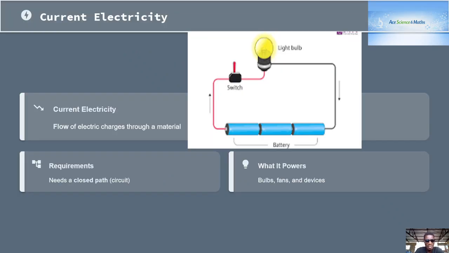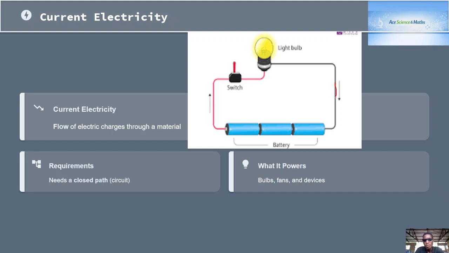What then is current electricity? Current electricity is a type of flow of electrons or electric charges through a material. Unlike static electricity, current electricity is different because there is a continuous flow of electrons through a conductor, like a wire, as you can see here.